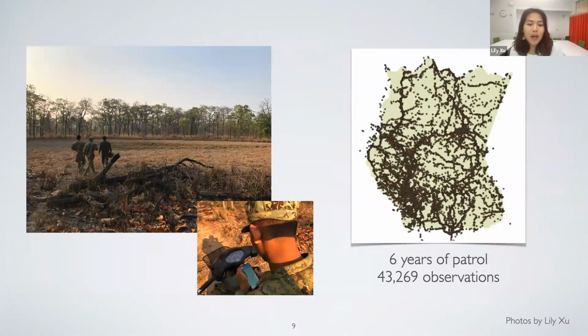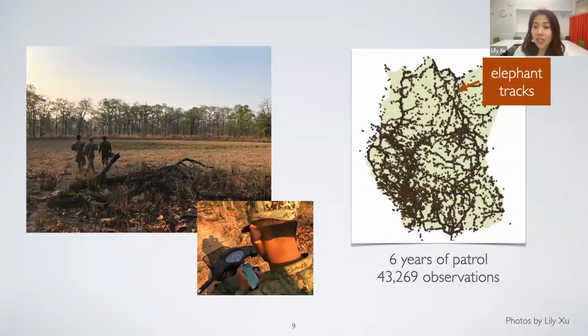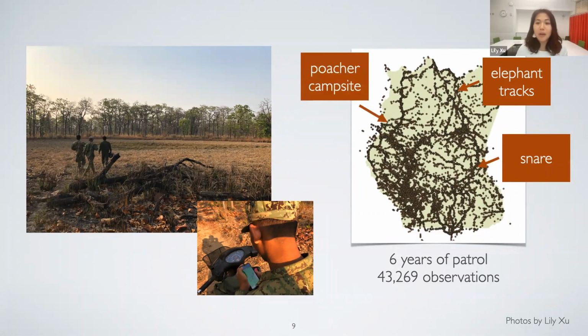And then the data that we have from Sripak about the patterns in this park and past poaching observations come from these ranger observations that are recorded by their GPS trackers. So, for example, in 6 years of patrol in Sripak, I've visualized on this map, a single little brown dot is one GPS waypoint. So one of these observations, for example, might note biodiversity observations such as elephant tracks, poaching activities such as snares, or an illegal campsite.